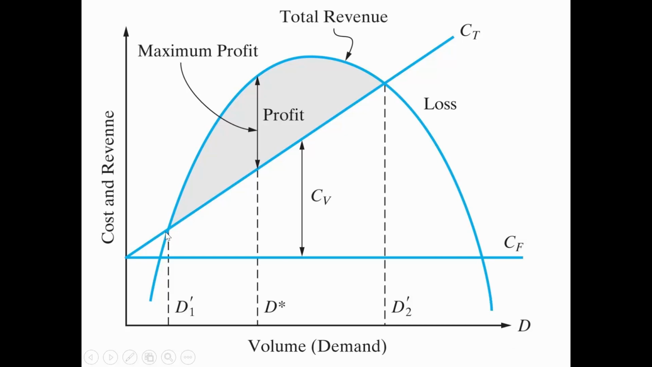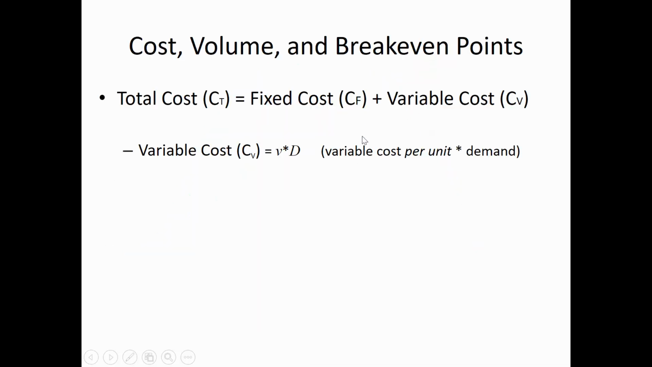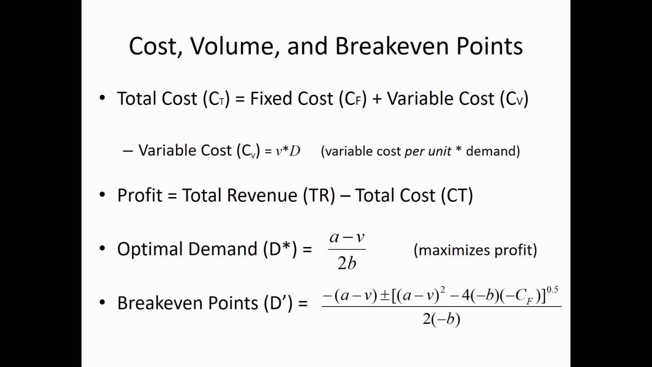And then the break-even points are those points where the cost and the revenue are equal. And so there are two of them, two points where you have a low production break-even point and a high production break-even point. So in our case, here are the formulas that allow you to calculate optimal demand and those break-even points. Okay, so I'm going to pause and give you some time to finish working on that in-class exercise.